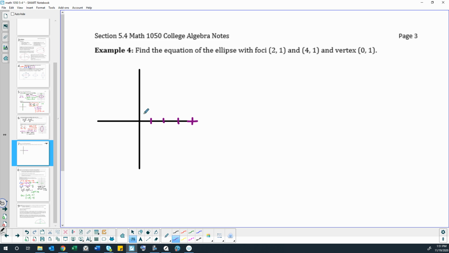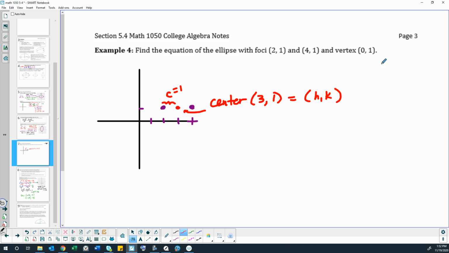So I have a focus point at (2, 1), so I'll put one right here, and then a focus point at (4, 1), so here. Now, one cool thing about the foci and the center is that the center is always exactly halfway between. And then, of course, this distance here is c, right? So c equals 1. And then our center is right here. So our center is at (3, 1), and that's important because that is our h and k values in our equation.